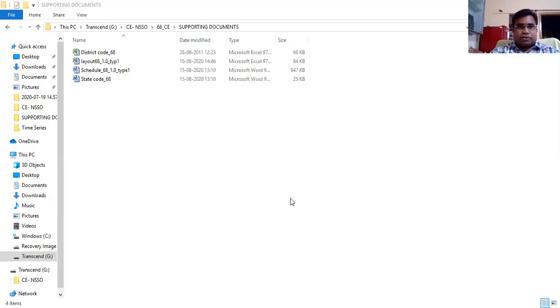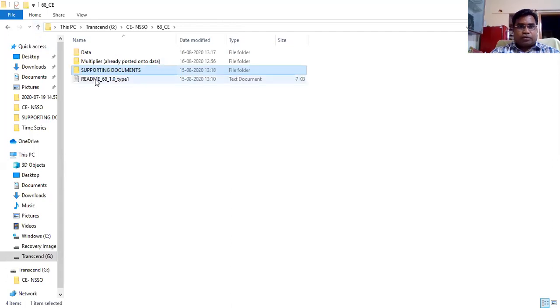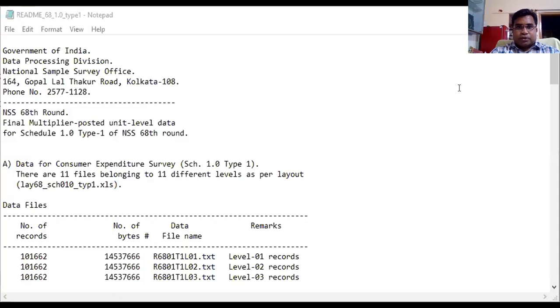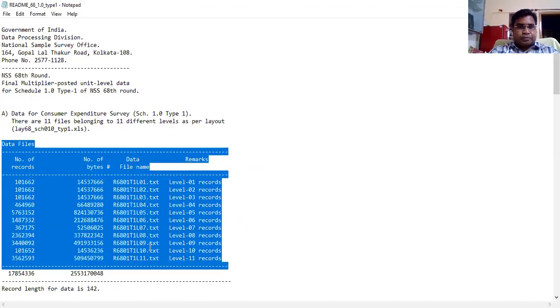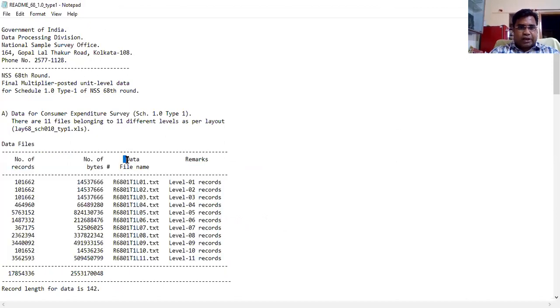There is one more very important document which can give you a snapshot of the whole data set. Let me go back and share that document with you. Here there is something called the README file. I have opened this README file, and let me share it with you. What is there in that README file? Look, concentrate here.